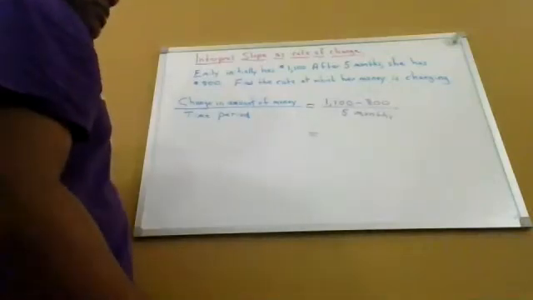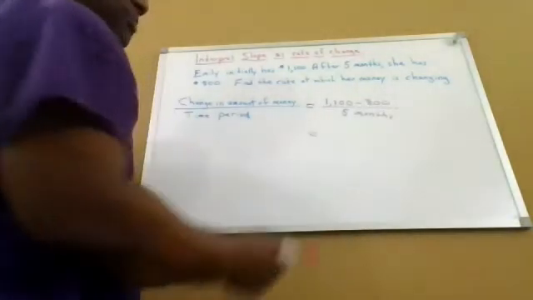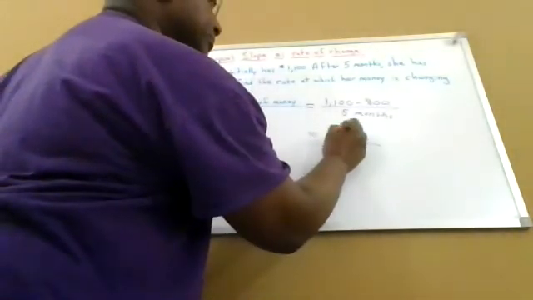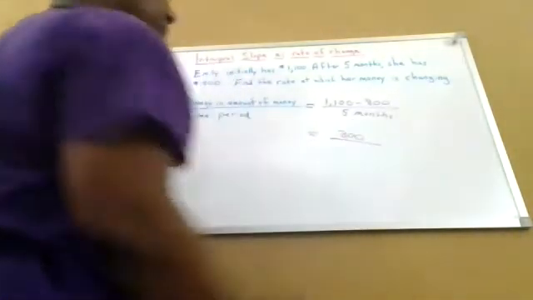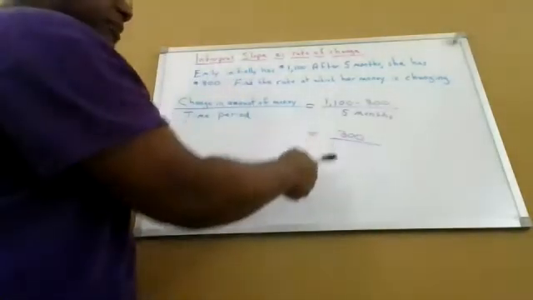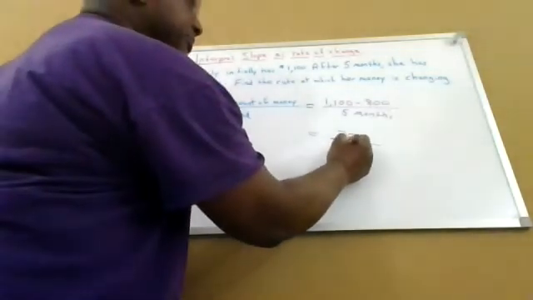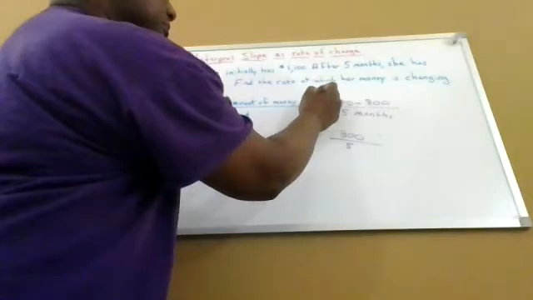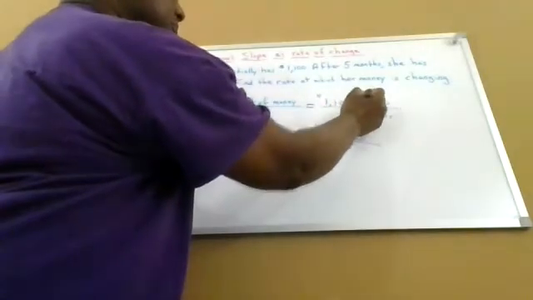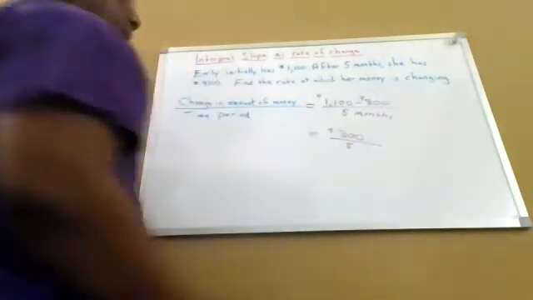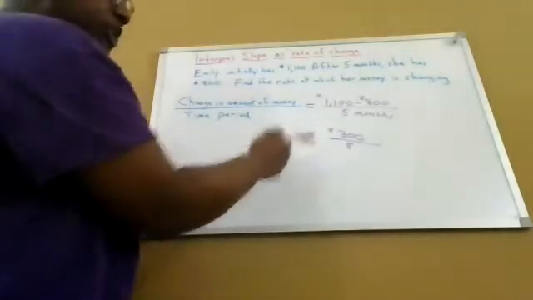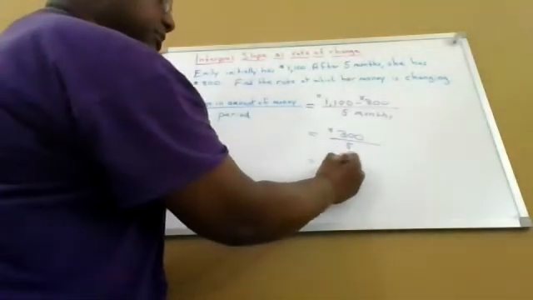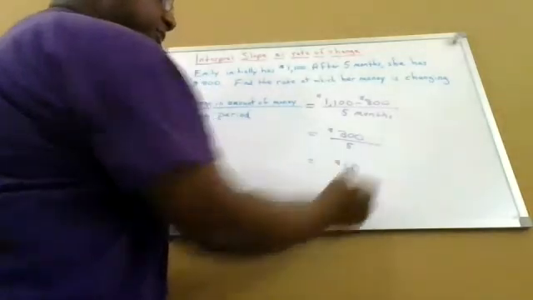And so now this equals, for my numerator, 1,100 minus 800 is 300. And my denominator is still 5. And this is actually dollars, so let me add my dollar signs. And so $300 divided by 5 months equals $60.